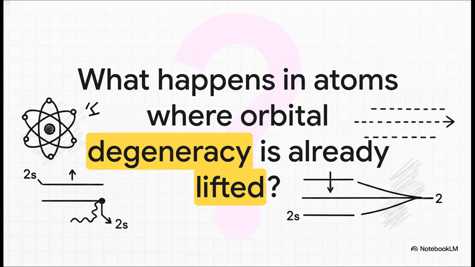So I'll leave you with a final thought to chew on. We've seen that degeneracy is everything here. But what about in more complex, multi-electron atoms? In those atoms, the 2s and 2p orbitals often don't have the same energy to begin with. The degeneracy is already lifted. So, based on what we've learned today, what would you predict for the Stark effect in, say, a helium atom?